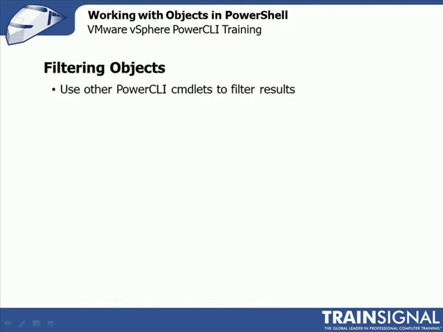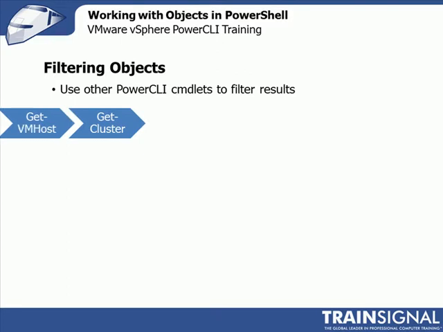Filtering objects. You can use other PowerCLI commandlets to filter results. Let me show you an example of what I mean. Let's start with get cluster. You know what a cluster is, right? It's a collection of resources. In this case, you're going to have multiple ESX servers typically in a cluster, and virtual machines are part of that cluster. Several things can be part of that cluster. You have resource pools in that cluster, and so on.